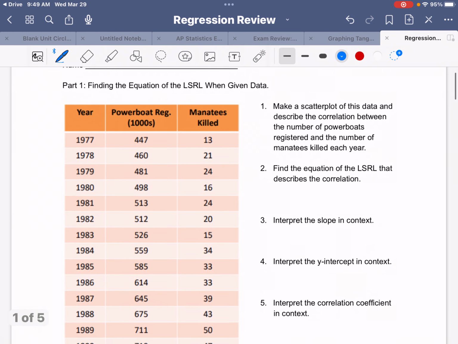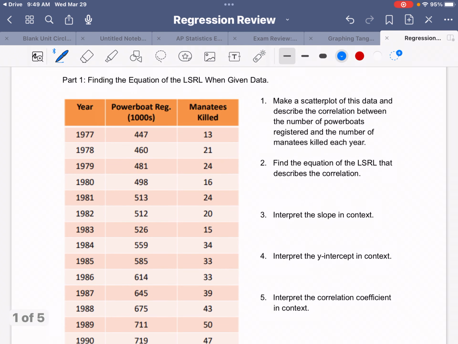So in chapter 3, we learned how to find the equation of the least squares regression line when given data. The first thing that you have to do if you're given raw data is make a scatter plot. And then after you make the scatter plot, describe the correlation between the two variables. So we're going to make a scatter plot where X is the number of boats registered and Y is the number of manatees killed that year. Is there a correlation between the number of boats registered and the number of manatees killed?